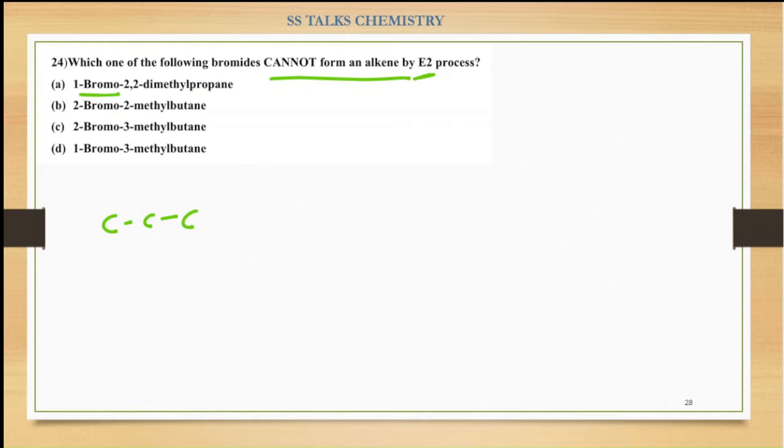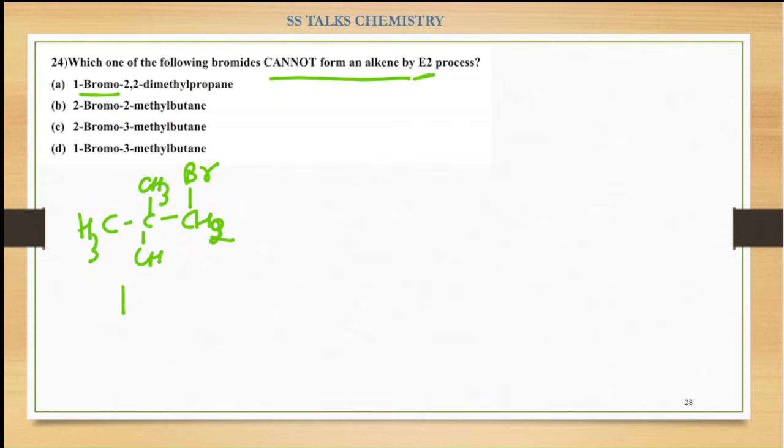This is the propane, 2,2-dimethyl. At the first position you have this Br, and at the second position 2 methyl groups are attached, like this. This is the species that they have drawn. This is CH2 it will be there. So this is the first molecule.